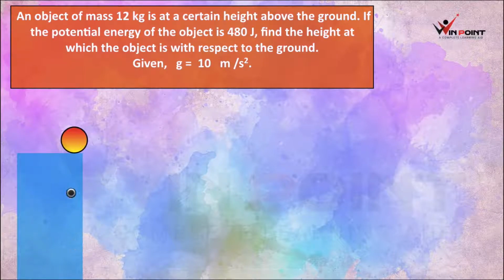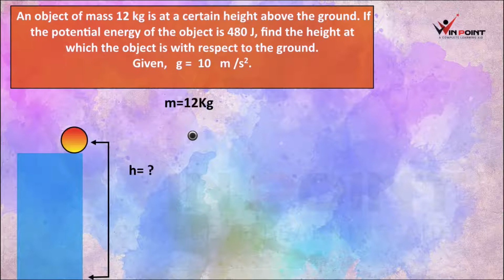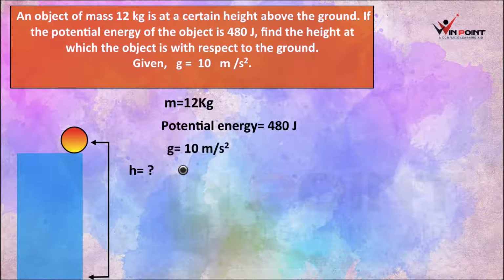The object is here. We need to find the height. m is 12 kg. Potential energy is 480 joule. g equal to 10 meter per second square. It is the first stage of problem solving. Is it clear? Next one.